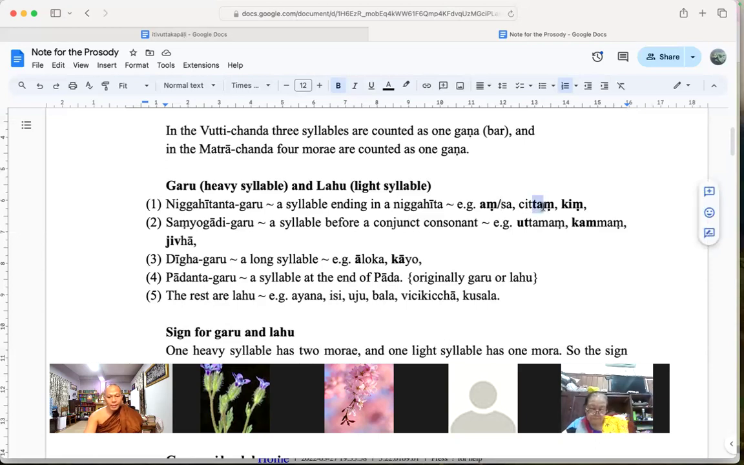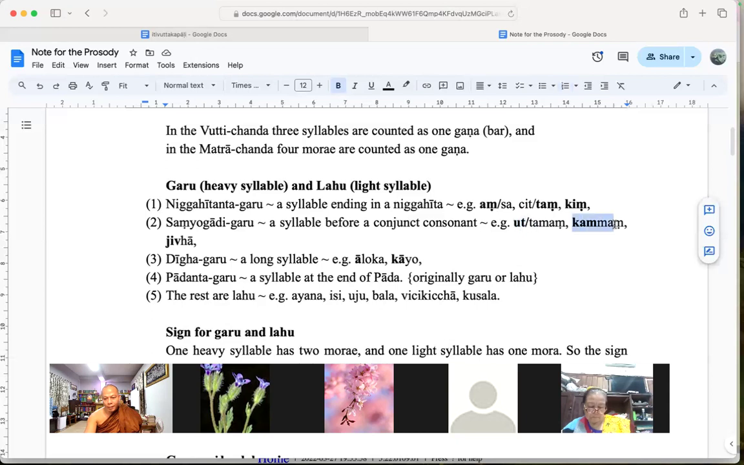So the same way here, jit and da is a syllable. In this case, jit and the dan and cane, these are Garu. And also sanyogadi Garu: a syllable before a conjunct consonant, even though a short vowel, but before the conjunct consonant, a double consonant separated in this way. So the short vowel together with the consonant also, we count it as a Garu. Okay, so please remember Garu and Lahu. Later we will review again and again. So don't worry about remembering, but just notice.